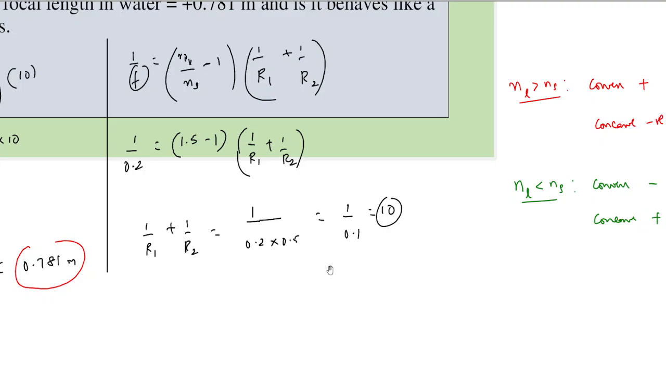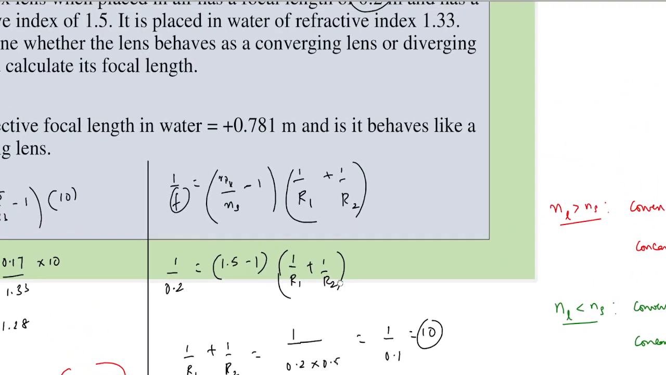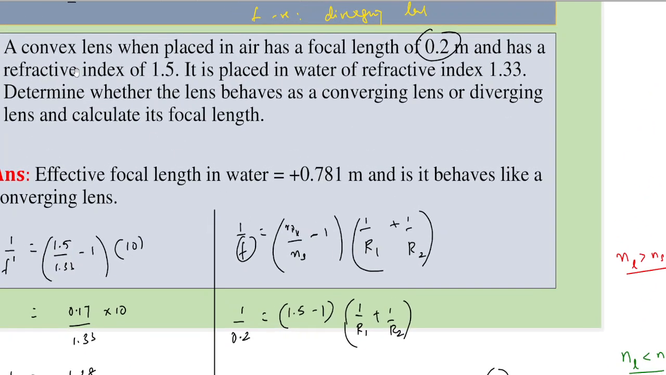So we could have told this directly also, because here the lens whose refractive index is 1.5 is placed in a medium whose refractive index is 1.33. So from here it is very obvious that the nature will remain as it is, which means a convex lens will behave like a convex lens only. That's the answer. Thank you.